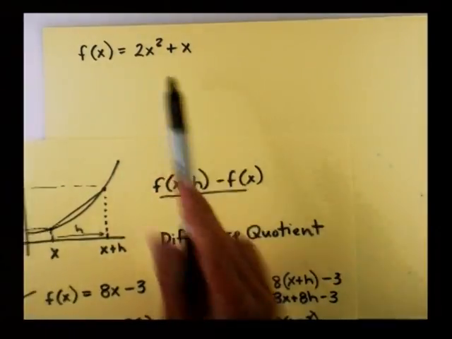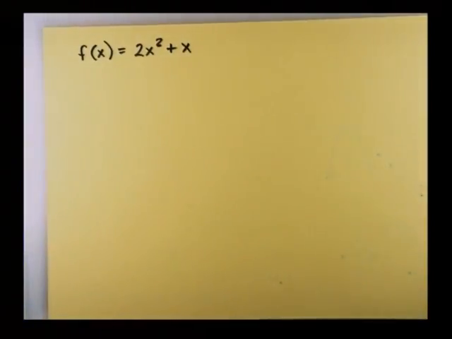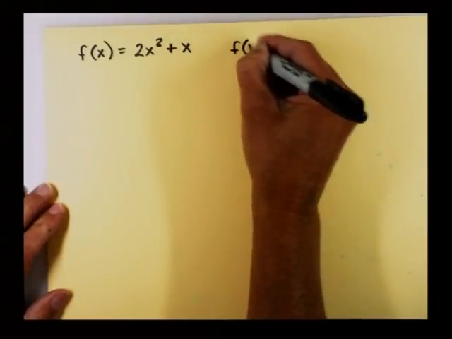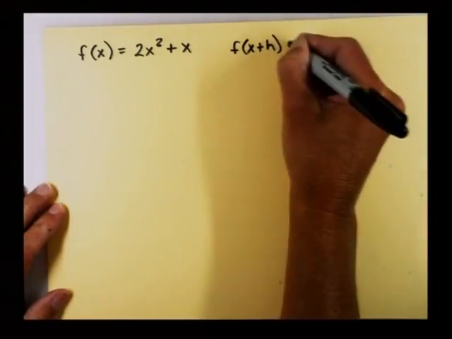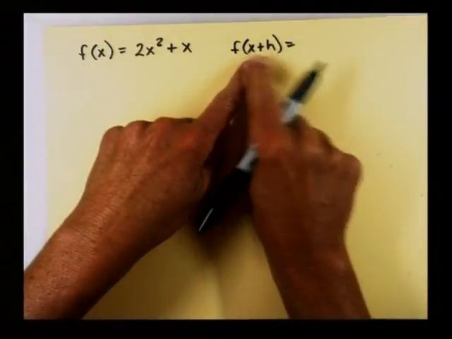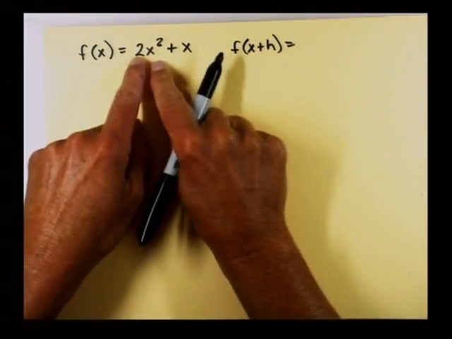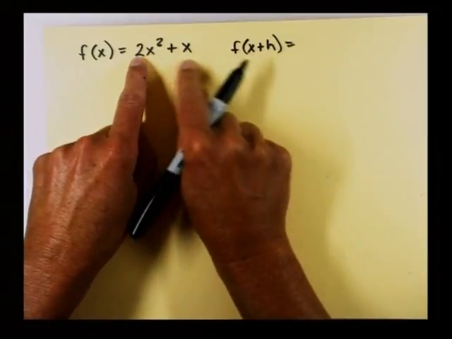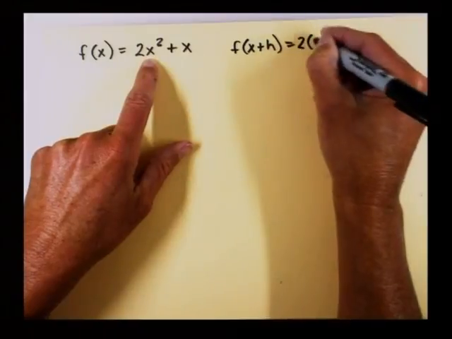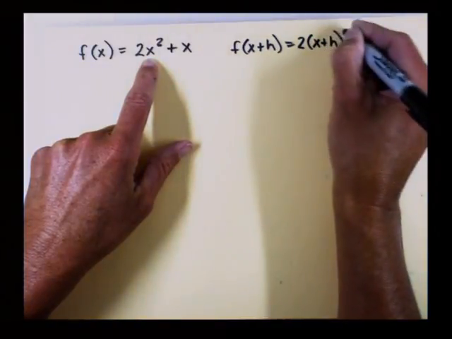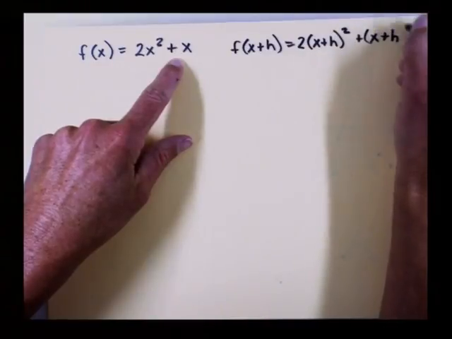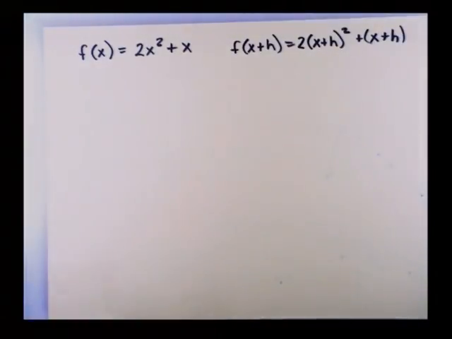Have the f of x. What I've got to find now is my f of x plus h. Okay, so I'm going to take this x plus h and I'm going to plug it in everywhere I see an x. So I have 2 times x plus h squared plus x plus h.